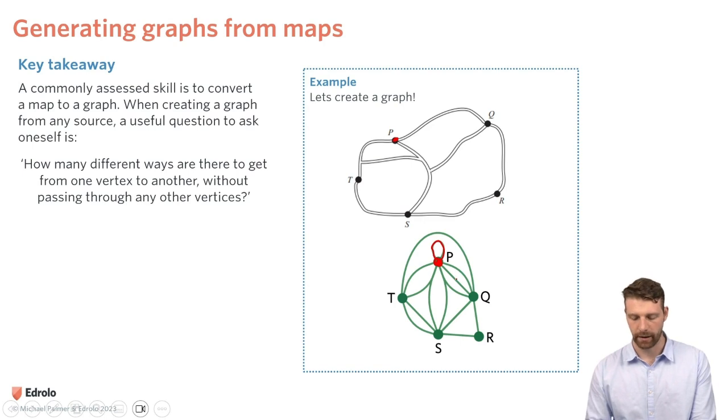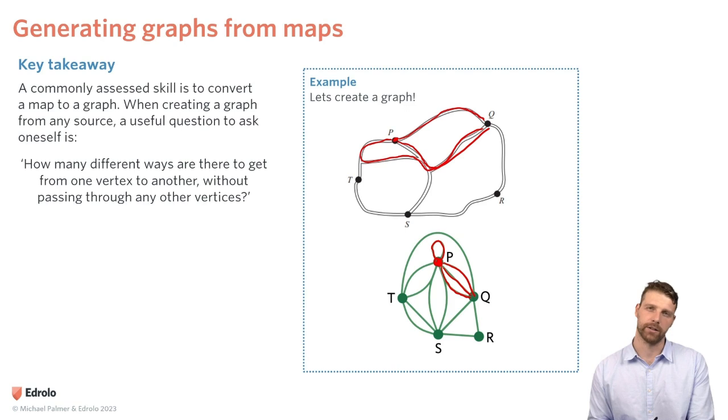Now let's look at P to Q. Apparently there's 3 paths. 1, 2, 3. So let's see if we can spot them. P to Q, there's a direct one there. We can also go this way from P to Q, or around the long way before we hit that road there. So that's the 3 paths from P to Q, 3 different road paths of getting there, right? We've done P to Q, we've done P to itself.